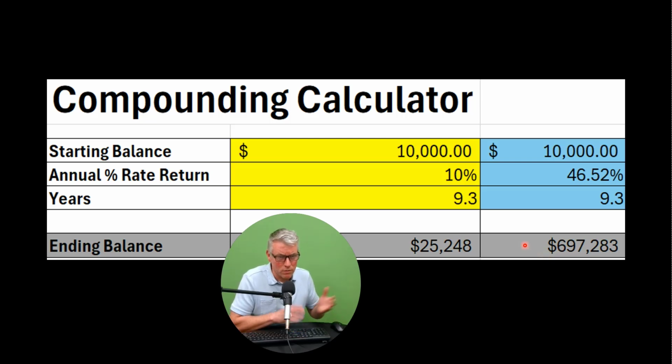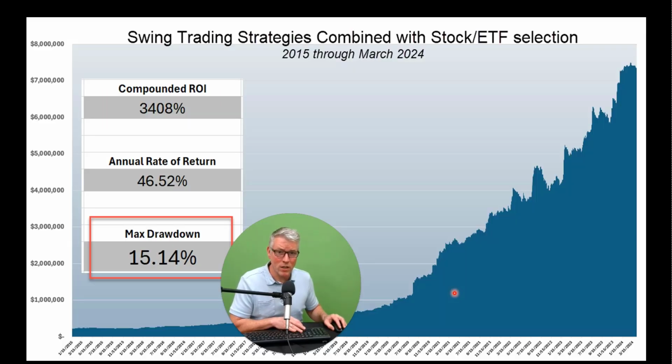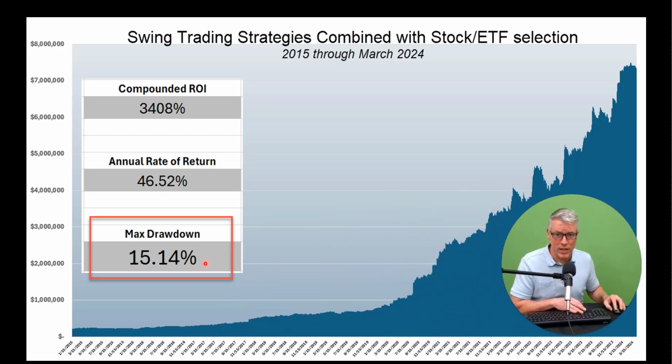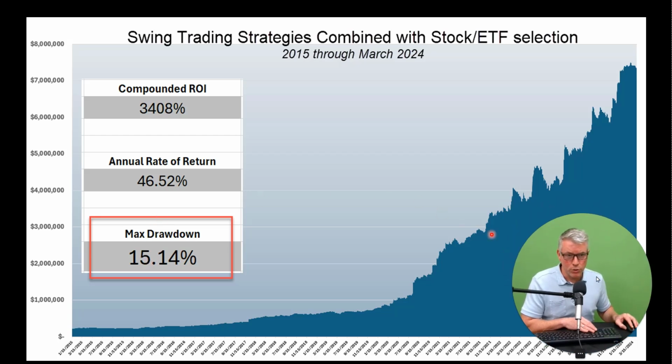Obviously, these are massive returns compared to the average market, and we're keeping the drawdown at 15%. It's a big return with a digestible drawdown. Your emotions are going to look like this chart. When you come to this point and draw down 15%, you're not going to feel very good. Then you're going to feel great. Then you're not going to feel great. Then you're going to feel great. Then you won't feel great, right?